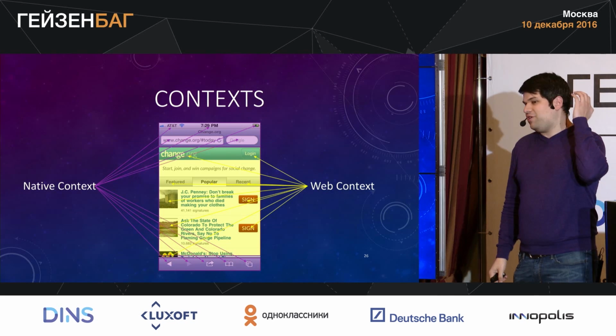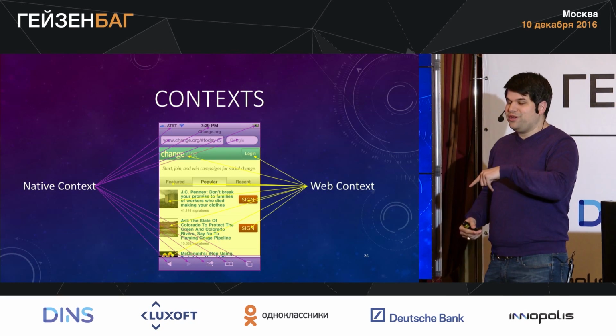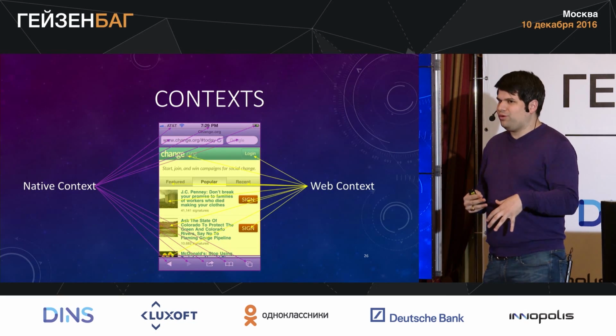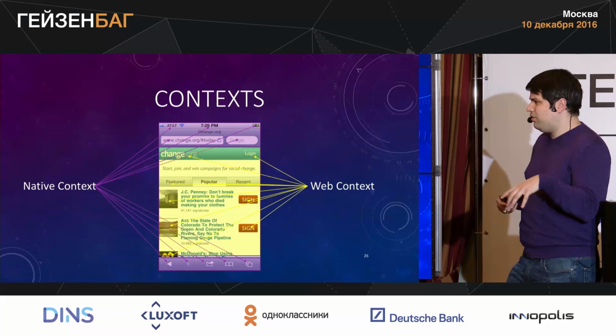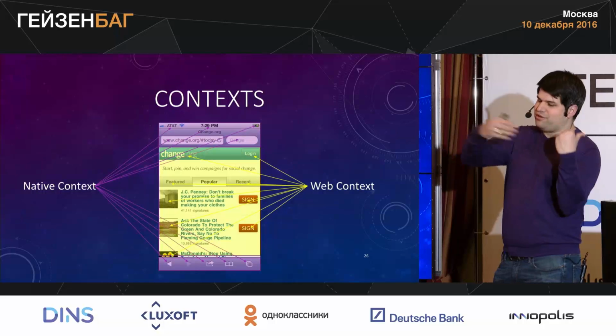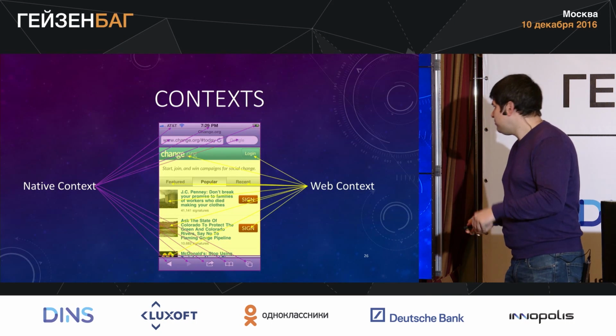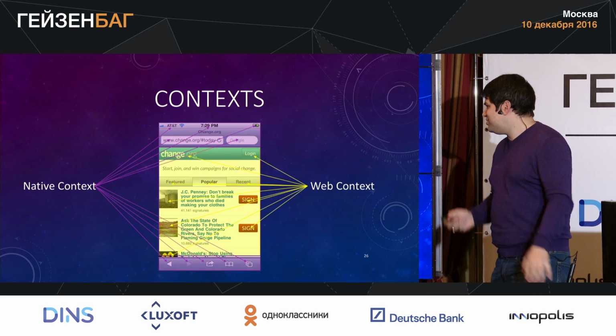So by default, you start in the native context, but you can switch to the web context. And then you're running Selenium using Chrome driver or a little thing we put together that automates Safari on iOS. And then when you want to go back and use the back button, you can switch back to the native context, and back and forth as you please. Hopefully that makes some sense.